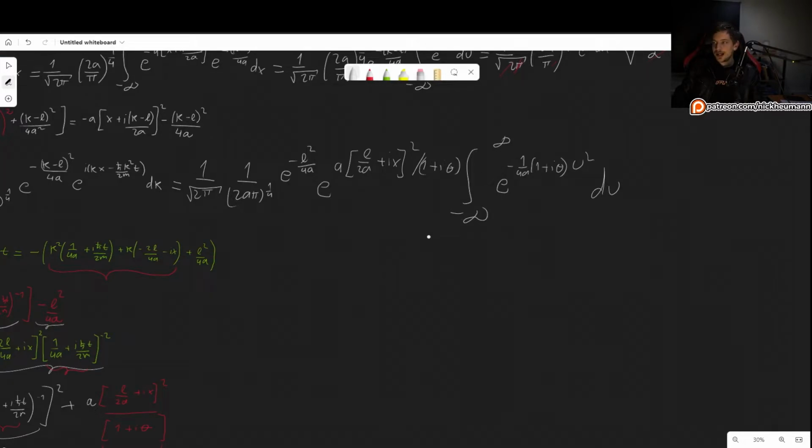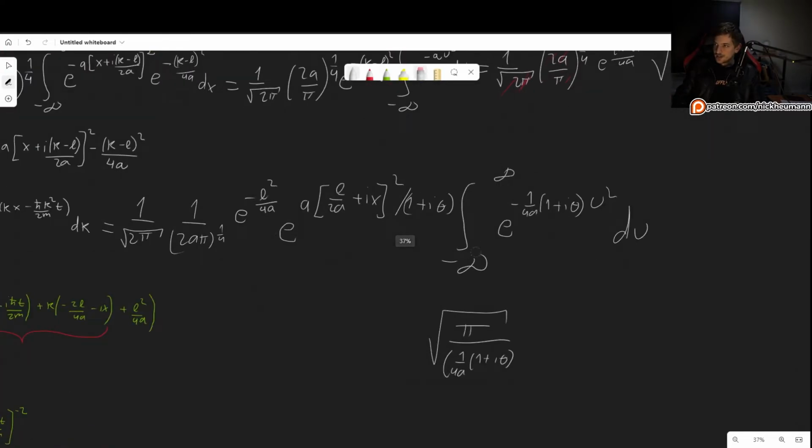And this is simply a Gaussian integral, right? So the result is going to be square root of pi divided by this thing. So divided by 1 over 4a times 1 plus i theta. And let's plug it in. So let's get rid of the integral, write in this instead. So we get square root of 4 pi a divided by 1 plus i theta.